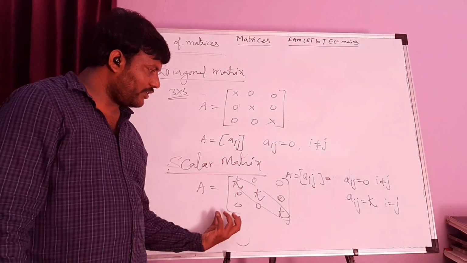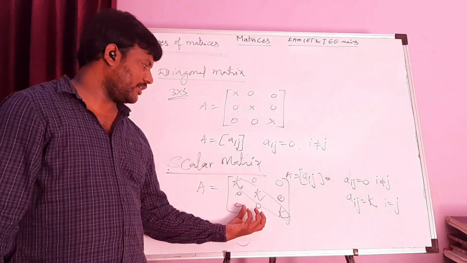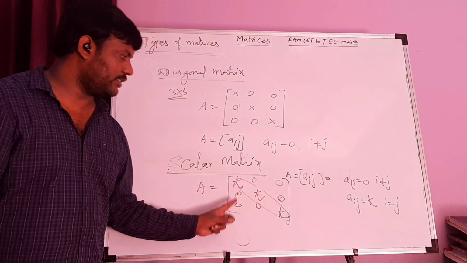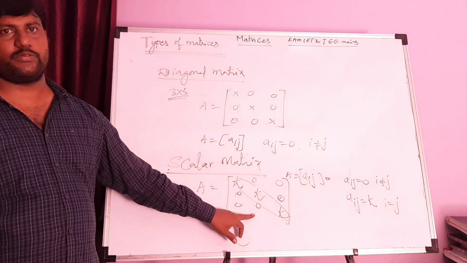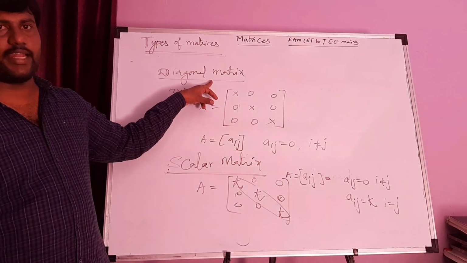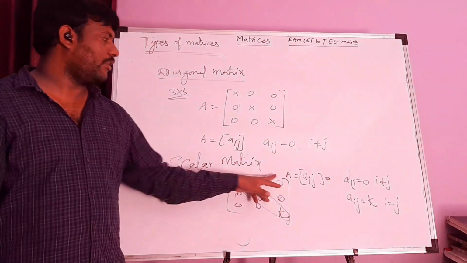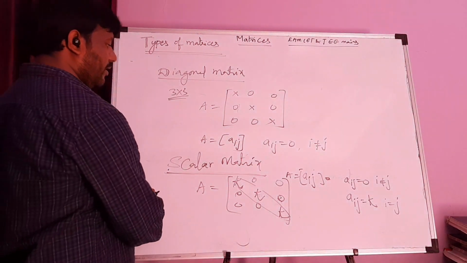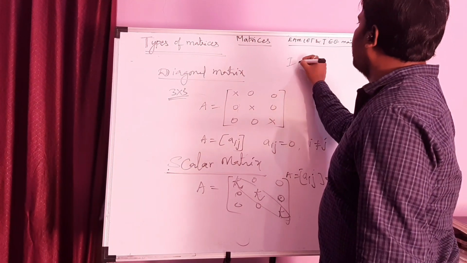From the definition of scalar matrix, some problems come in MSET or JEE. The principal elements are equal, the rest are 0. This is also called a diagonal matrix. A diagonal matrix is not always a scalar matrix, but a scalar matrix is always a diagonal matrix, because the non-diagonal elements are 0. Now, after finishing this, one more important definition is the identity matrix.